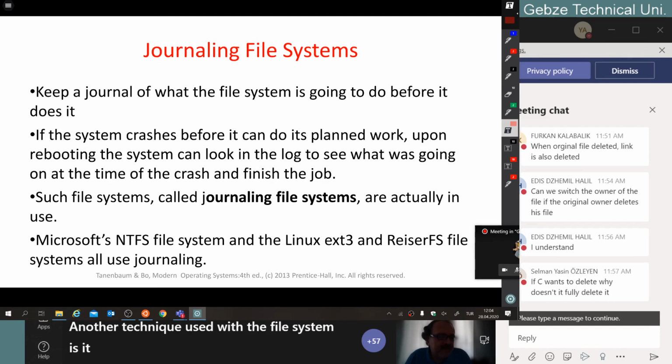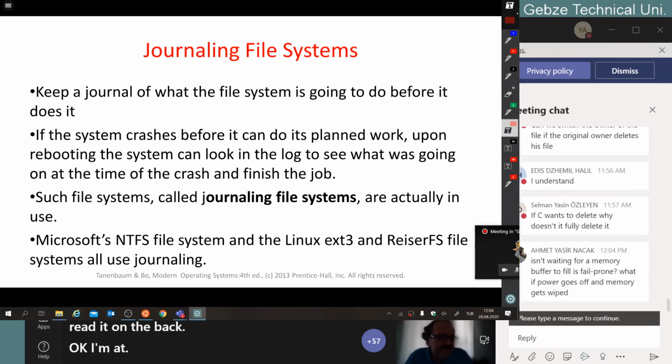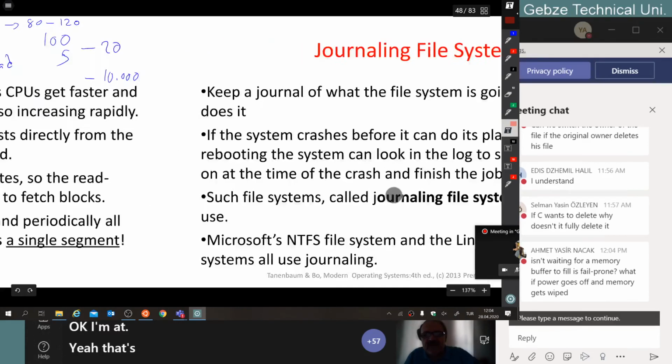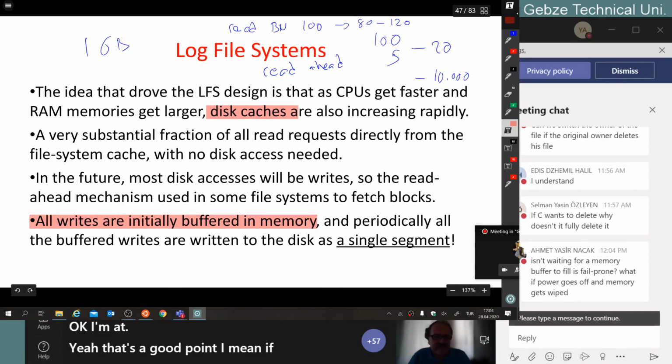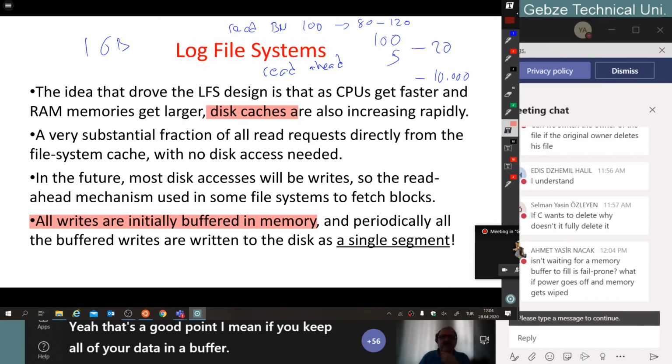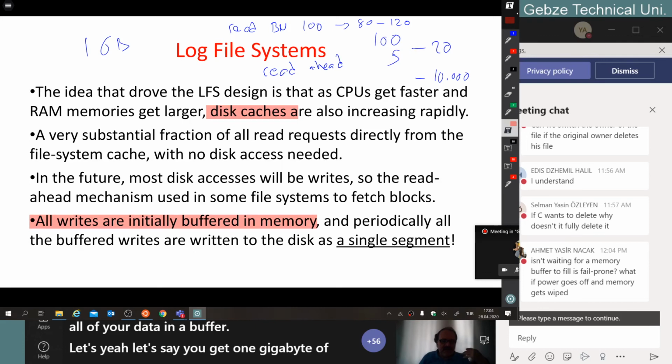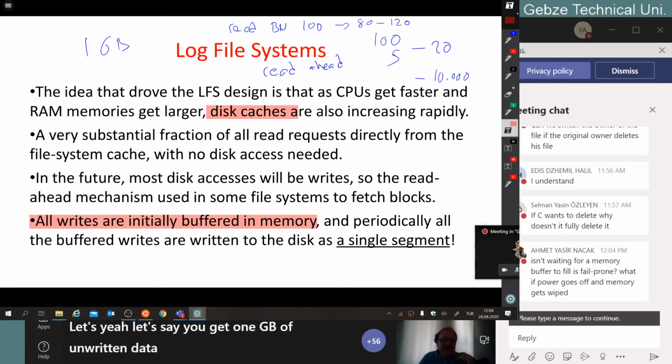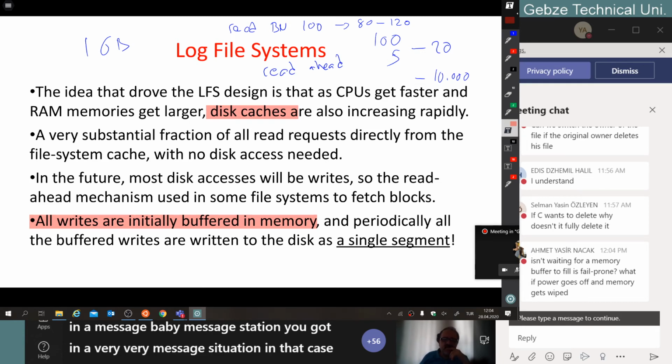Okay, Ahmed. Yeah, Ahmed has a very good point. If you keep all of your data in a buffer, let's say you kept 1 gigabyte of unwritten data in your buffer, and the system crashes, what happens? Then you are in a very, very messy situation. You will be in trouble.